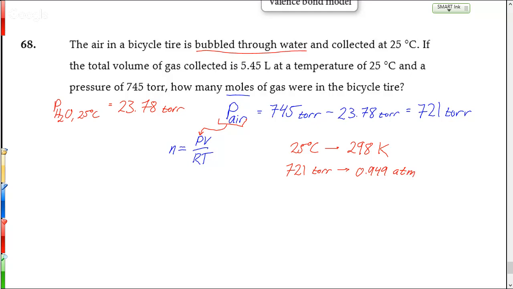0.949 atmospheres, and then plug it in. That's all for it. And then volume, is that in liters? Liters, 5.45 liters. And if you're ever questioning your units, check R, because constants are always given on the exam.